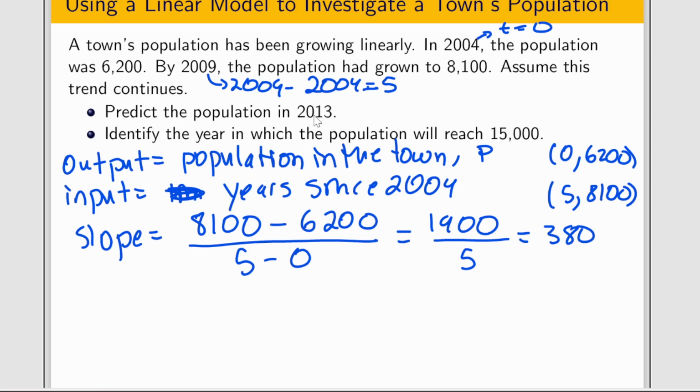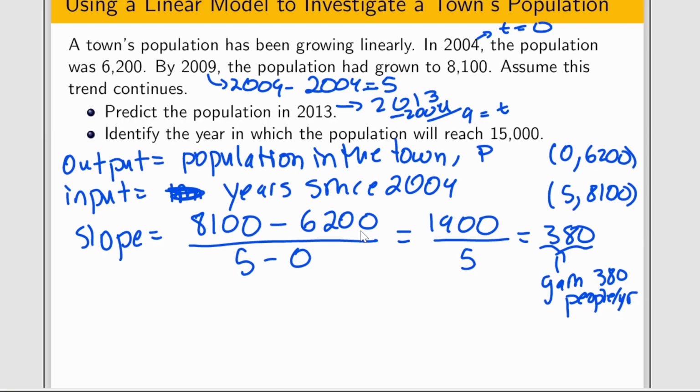And now we want to predict the population in 2013. First of all, we need to figure out how many years since 2004 is 2013. So I can just do 2013 minus 2004. 13 minus 4 gives me 9. So it's been 9 years since then, and that's what they want us to plug in for time. So we have our slope: we gain 380 people a year.